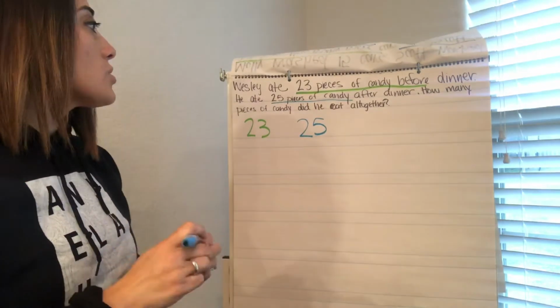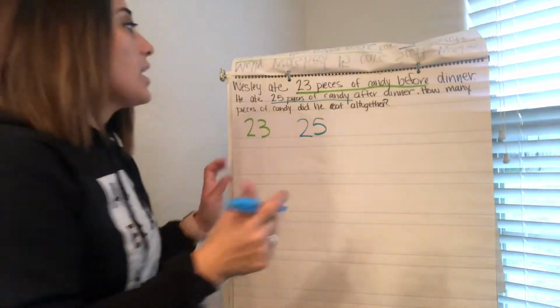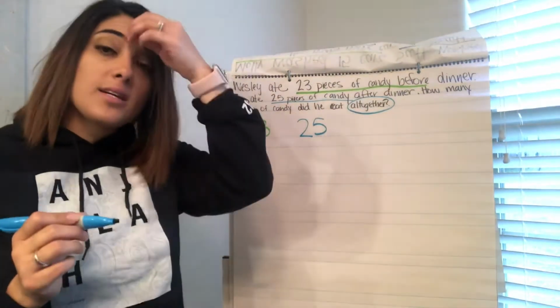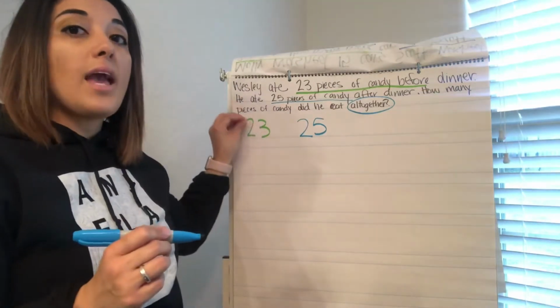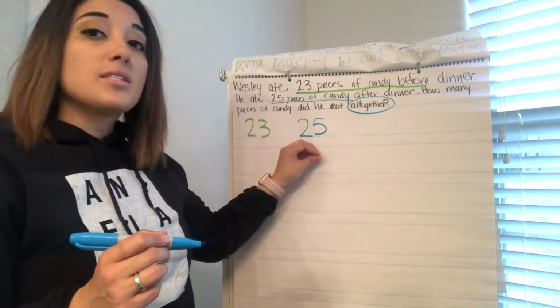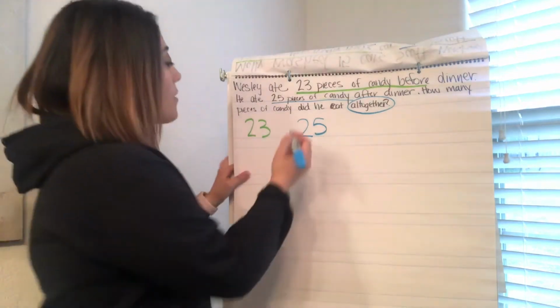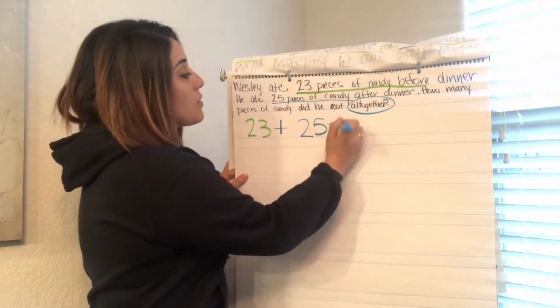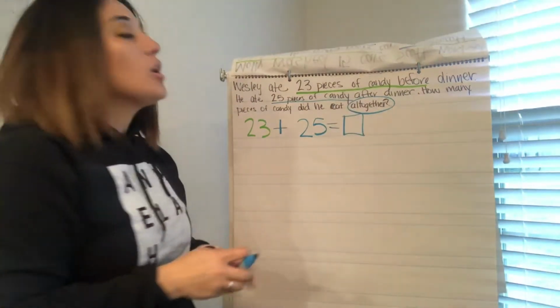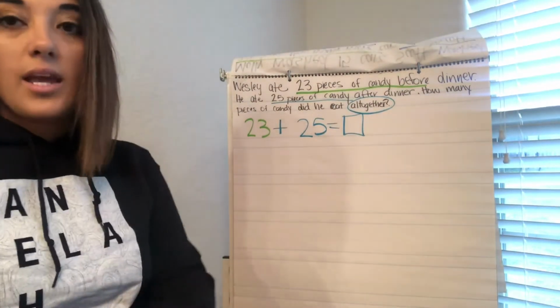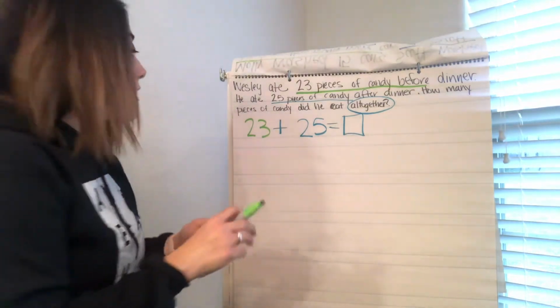And if we look at the question, it says, how many pieces of candy did he eat altogether? That word altogether is really important because it helps us know that he ate this first, then he ate this next, and how many did he eat altogether? I'm going to join those together or add them together. So that's going to be the equation that goes with our story: 23 pieces of candy before plus 25 pieces of candy after gets me how many altogether.